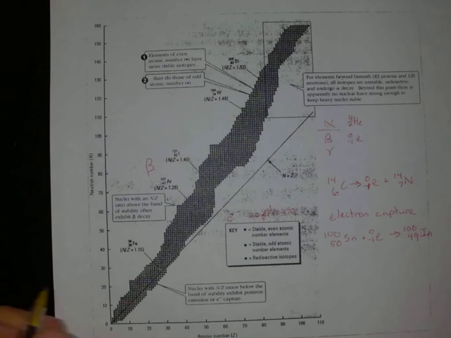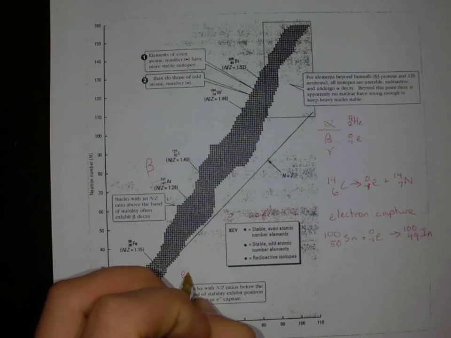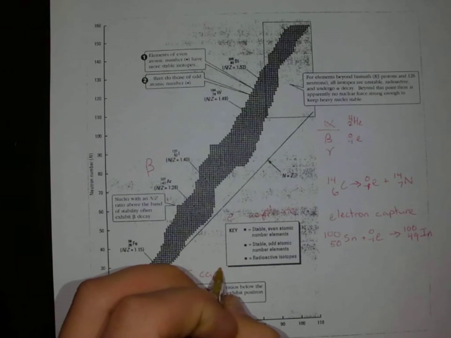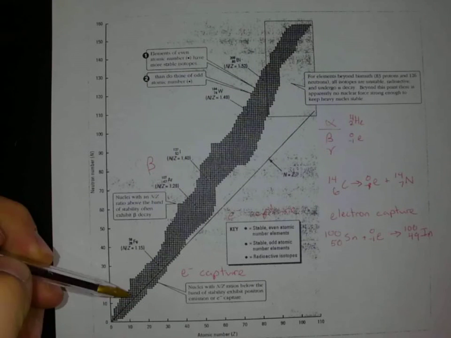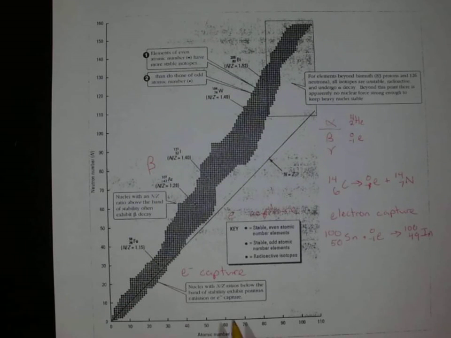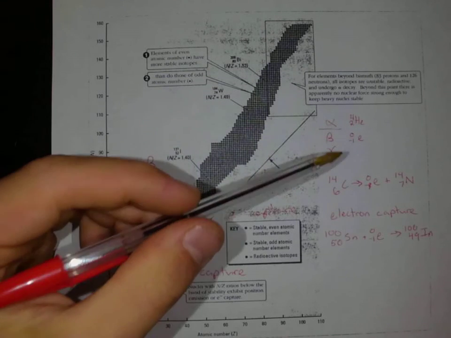Okay? You really can't read that, so I'm going to rewrite it down here. Okay? So if we're below the stable isotope line, we're going to try and move in that direction, generally by undergoing electron capture. Now, what about our gamma decay?